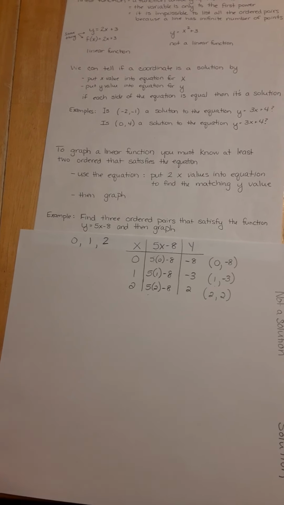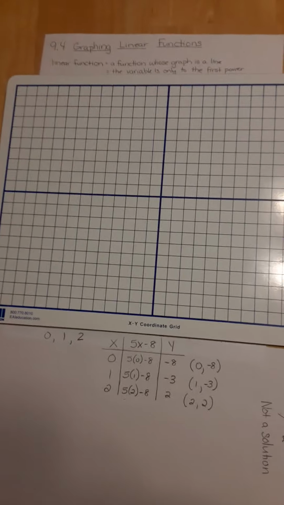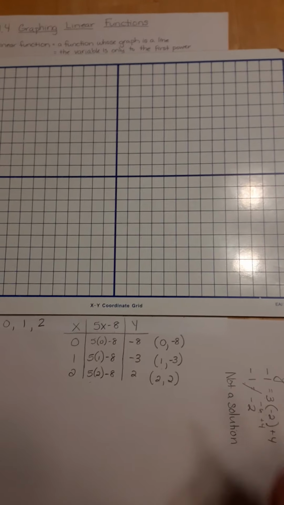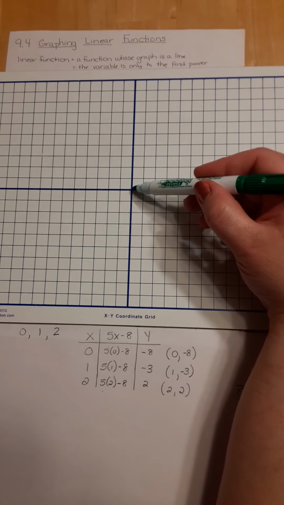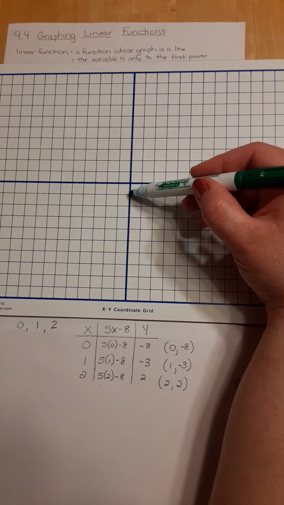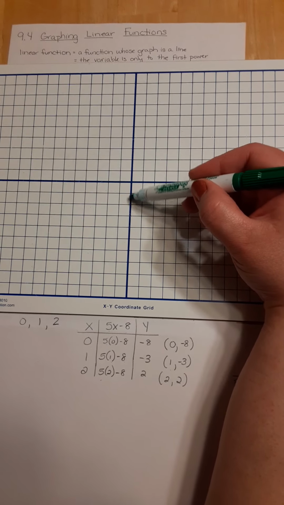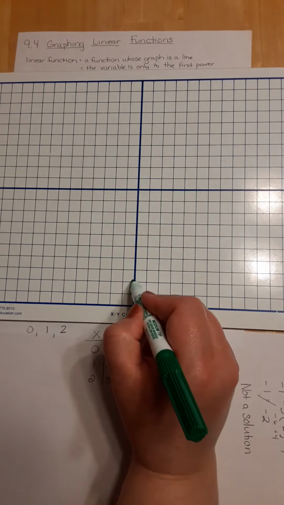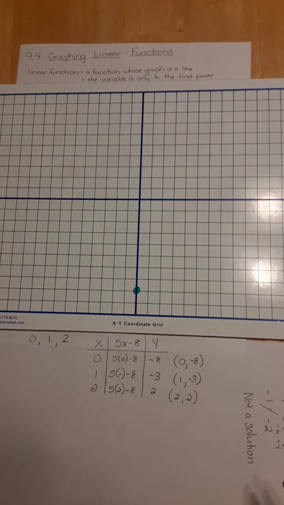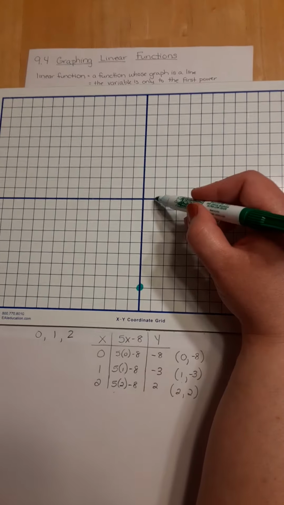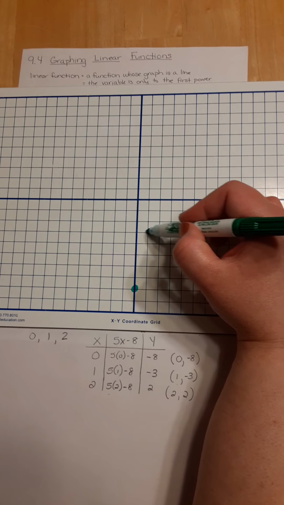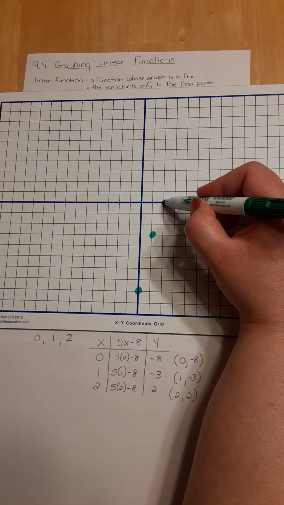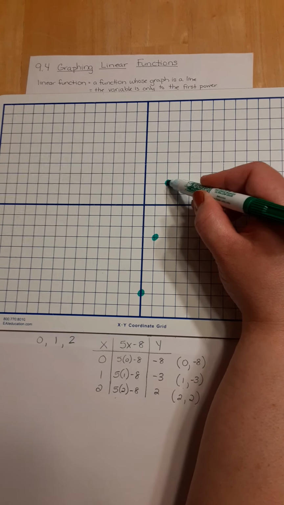So I'm going to grab my coordinate plane here, and I'm going to simply plot the points. So I have where x is 0. Now I go down to where y is -8. 1, 2, 3, 4, 5, 6, 7, 8. Put a dot here. So there's my first point. My next one is 1 and -3. And then the last one is where x is 2 and y is 2.